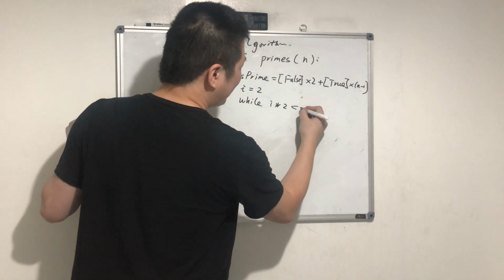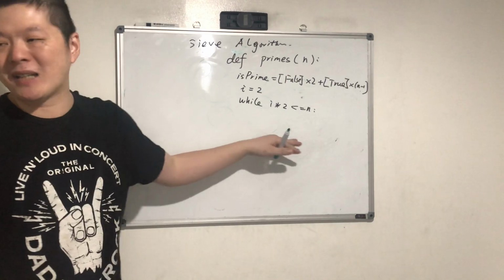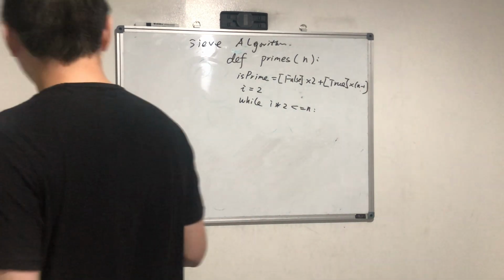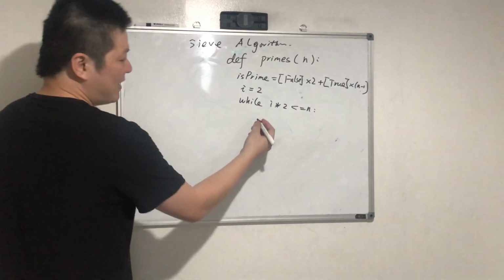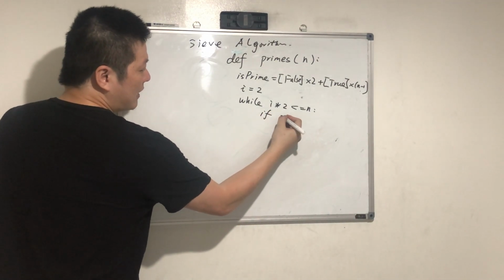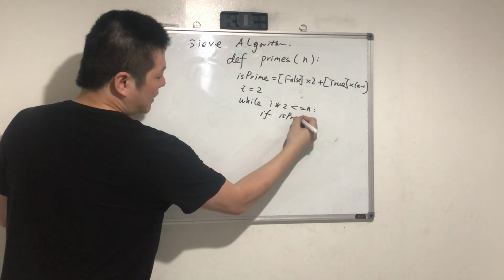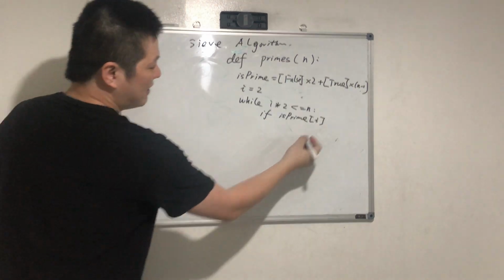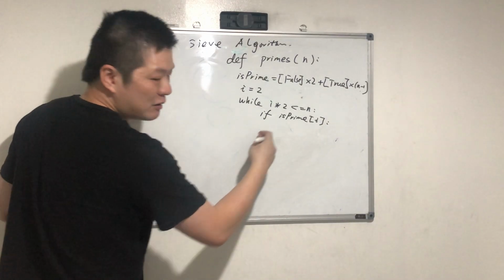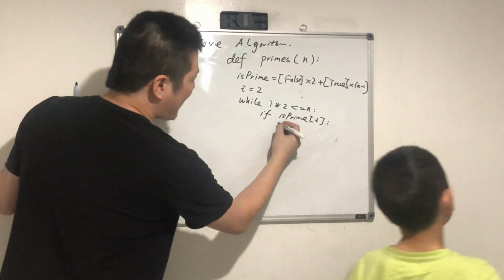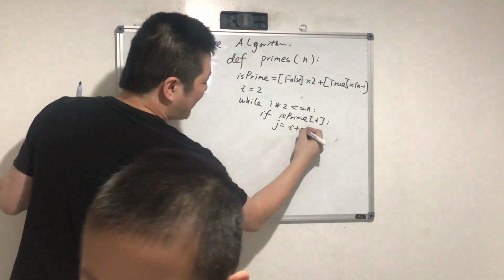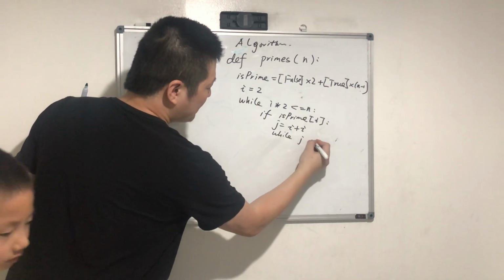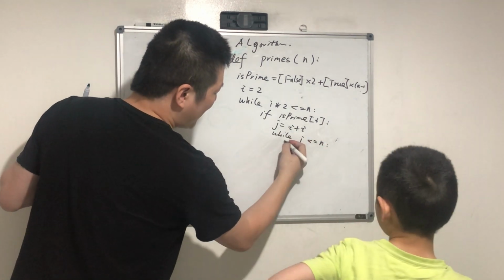Smaller or equal than n, right? Because when it's passing the half, there's no point to check the multiple. As you say, you don't need it. Look, if currently it's a prime number, then we need to mark multiples of it. So j will be i plus i. Then while j is smaller or equal to n, we mark it as false.